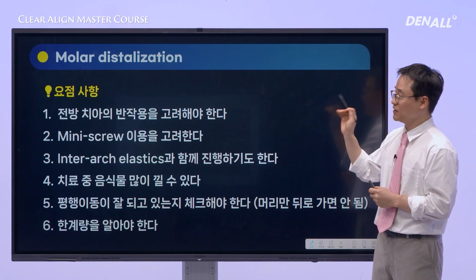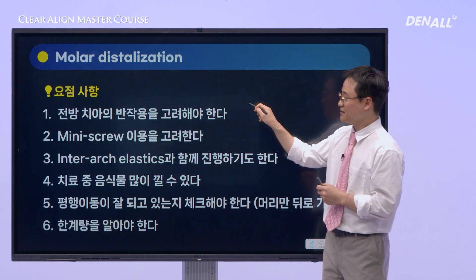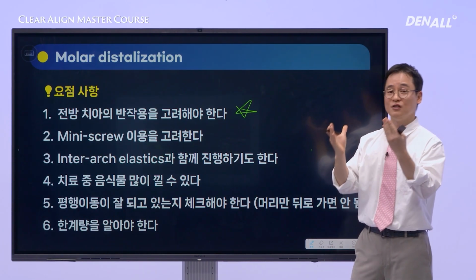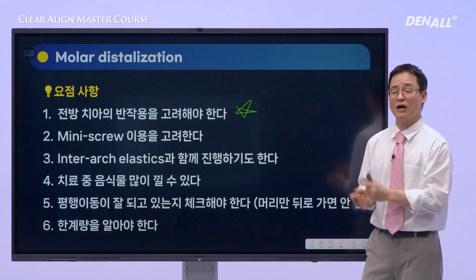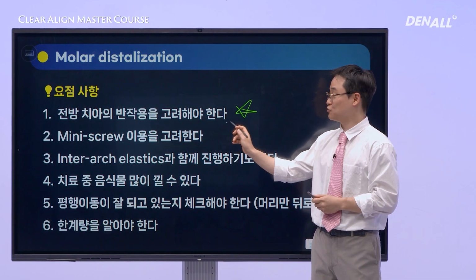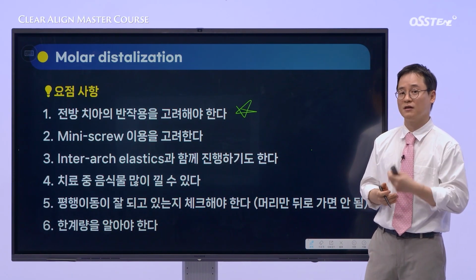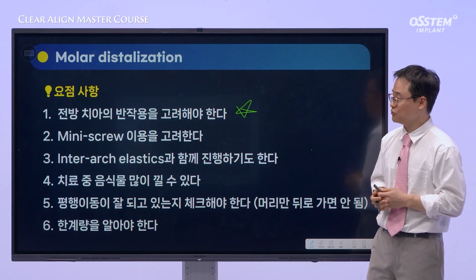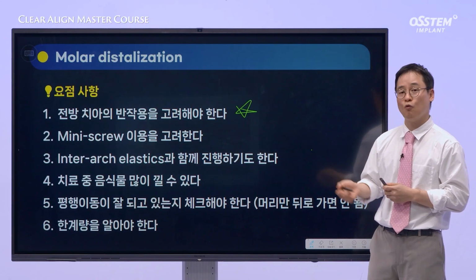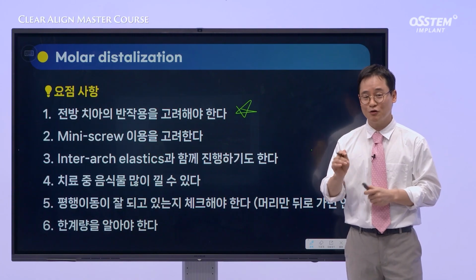Finally, when it comes to molar distalization, the most important thing to remember is this: any action will inevitably cause a reaction. So when you move the molars backward, there's a high chance that the anterior teeth may shift forward. This is something you must be cautious about. In such cases, it's essential to prevent the reaction mentioned in the first point. You may also consider using mini screws as a helpful approach. To minimize such reactive forces, elastics are used.